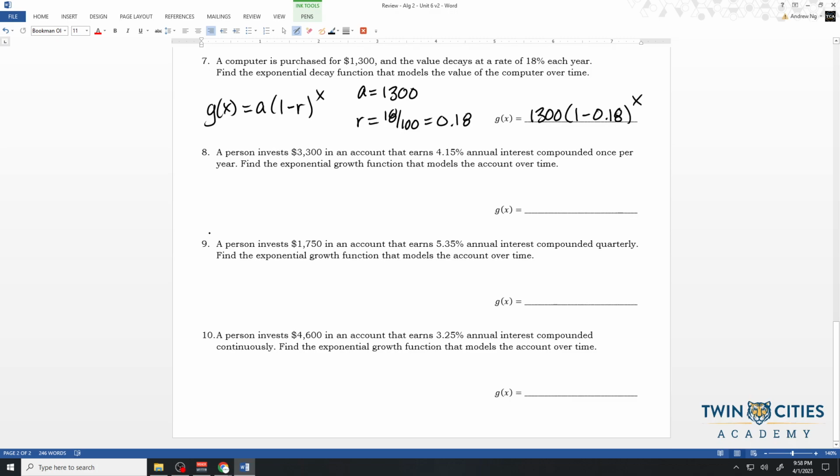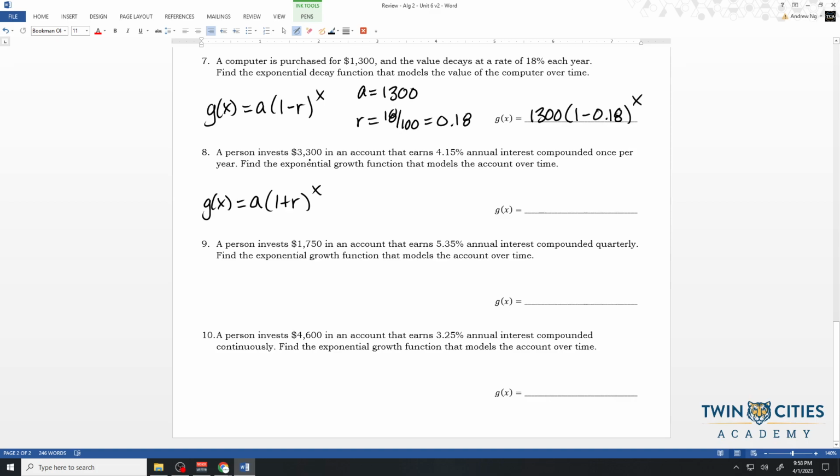Number 8. A person invests $3,300 in an account that earns 4.15% annual interest compounded once per year. Okay, so this is only once per year. If it's only once per year, it's going to be very similar to number 6. G of x equals A is my principal amount, what I'm starting with, times 1 plus r to the x.